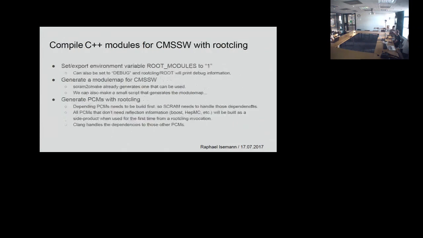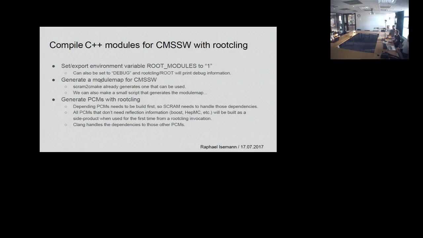Okay, and then the next step, and this is also the last step that I currently have in this presentation, is we actually use rootcling to compile the modules for CMSSW. What we need to change in CMSSW and the other experiments is that we need to set the environment variable during building, which is ROOT_MODULES to 1. This may change in the future, but this is currently how it works. This activates that in rootcling we start building modules. This also activates that the interpreter starts loading modules.